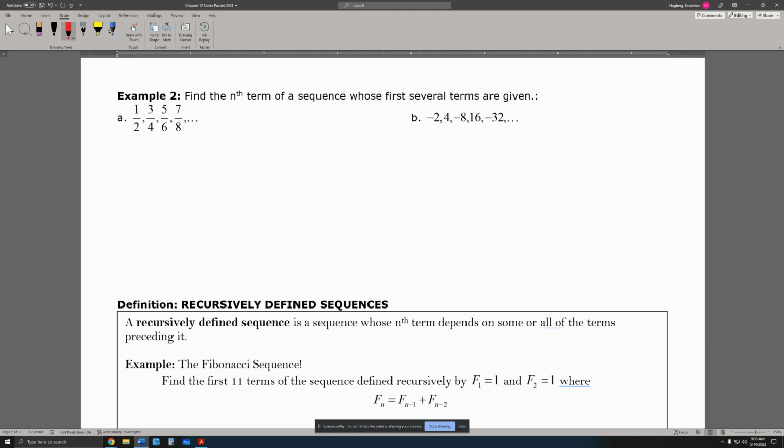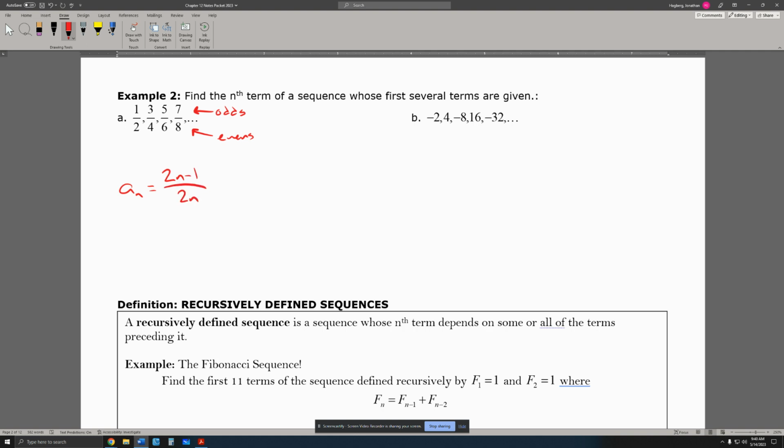Well, I noticed that the numerator, sometimes when I have these fractions here, I like to divide them up into 2 different sequences. So the numerator here is just the sequence of odd natural numbers, whereas the denominators here, 2, 4, 6, 8, are the evens. So the nth term of this sequence is just the definition of an odd and an even, the ratio.